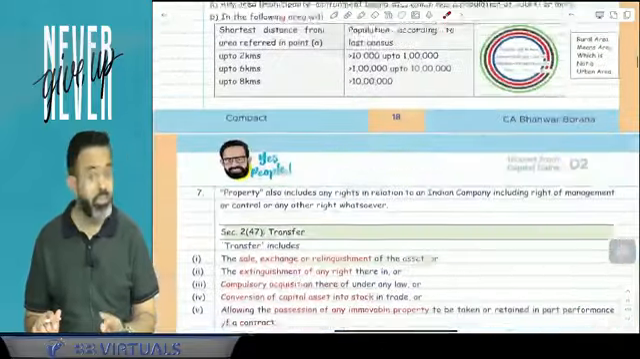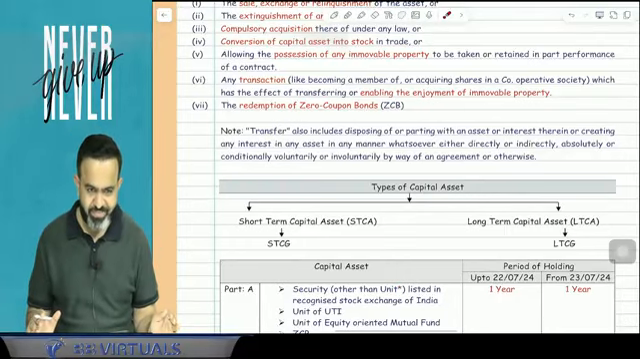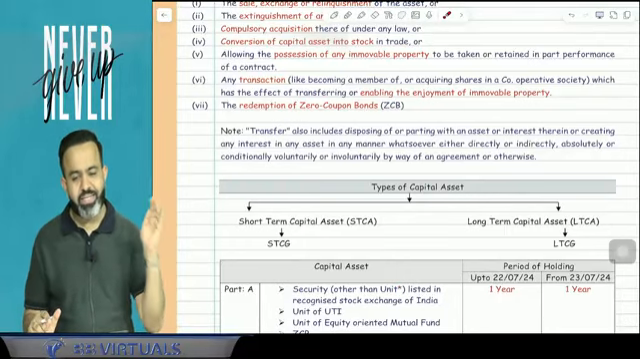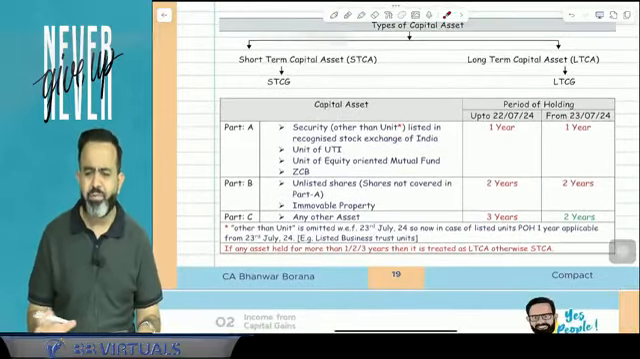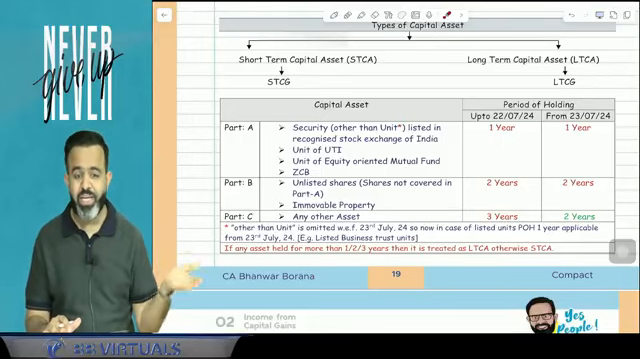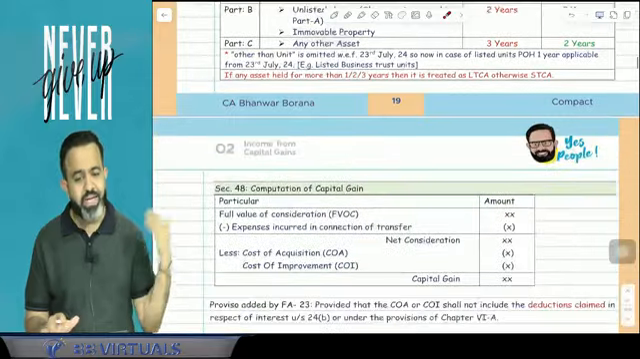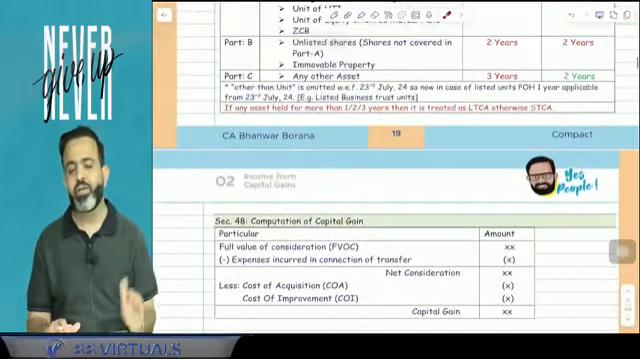But guys, topic number 2 is related to capital gain, and there are lots of amendments in the capital gain. So let's start with the capital gain. First amendment is that the period of holding is changed from 23rd of July 2024, as well as the indexation is removed. So how is indexation removed or how is the period of holding changed?